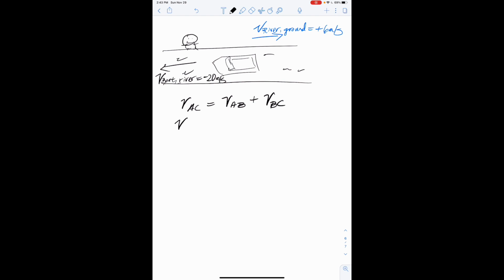Velocity of the boat relative to the ground is equal to the velocity of the boat, our third object, relative to the river, plus the velocity of the river relative to the ground. So we just sandwiched in that new variable, right? Variable B is the river right there. Okay. And so I can go ahead and write it out one more time.